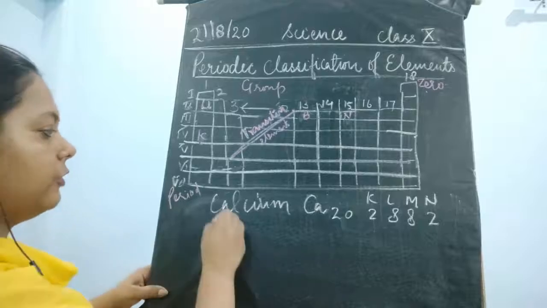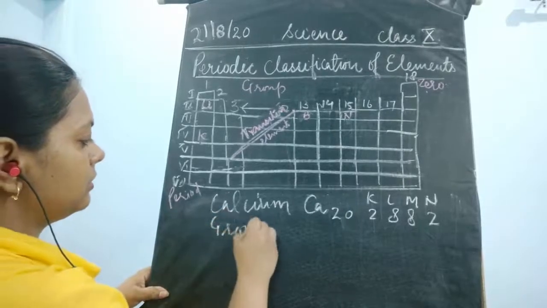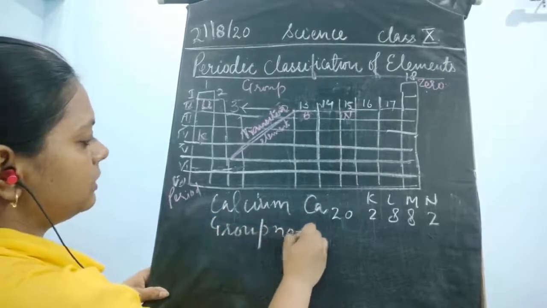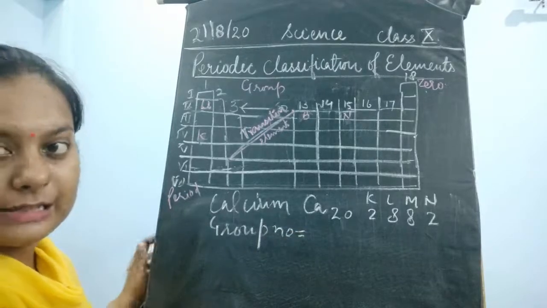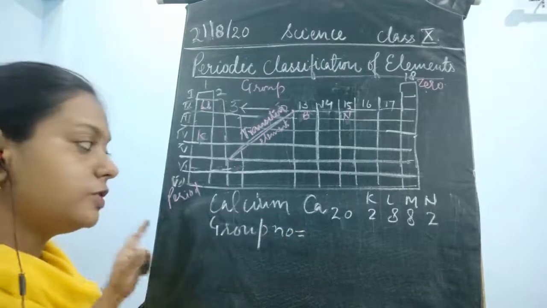Now what would be the group number? The group number is equal to the number of valence electrons. Okay, so that is equal to the valence electrons.